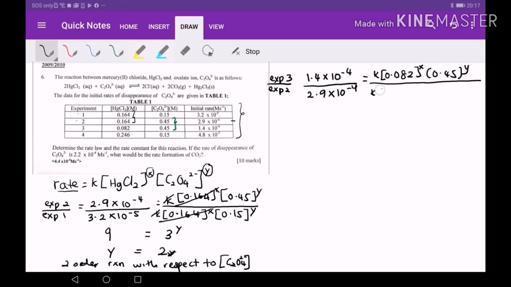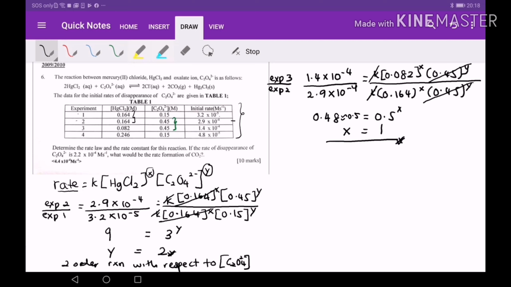So untuk eksperimen 2 pula, bahagikan dengan K 0.164 kuasa X dan juga 0.45 kuasa Y. So sama macam tadi, kita boleh cancel nilai K dan juga nilai 0.45. So kita selesaikan, kita dapat kat sini 0.48 sama dengan 0.5 kuasa X. So 0.48 ni lebih kurang 0.5 lah. So kita boleh dapat nilai X sama dengan 1.